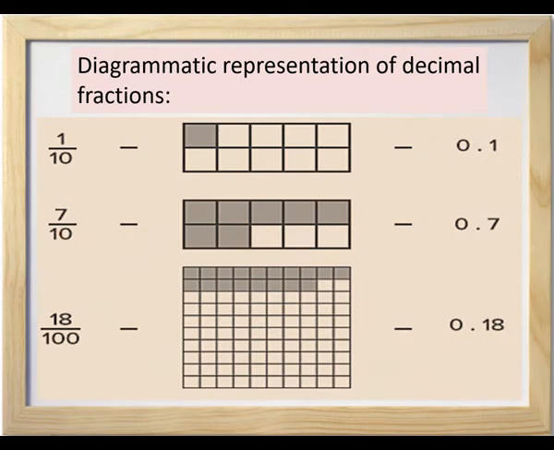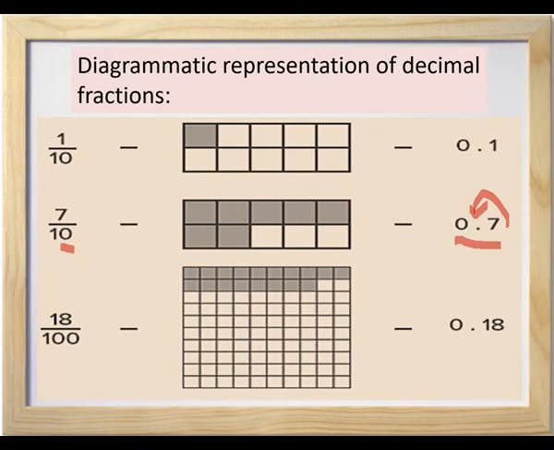Now, how to write this 7 by 10 as a decimal number? Children, it is very easy. See here, how many zeros are there in 10? There is 1 zero here. So we have to shift the decimal point from the right to the left by 1 place. Understood, children? So here the decimal number is given by 0.7.